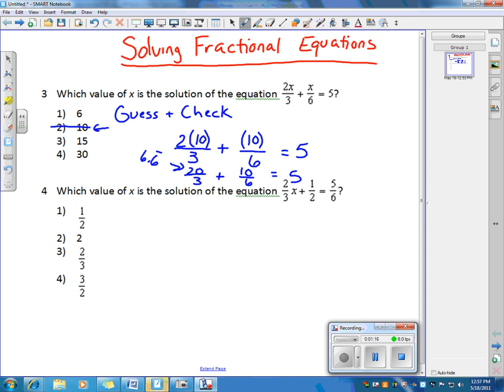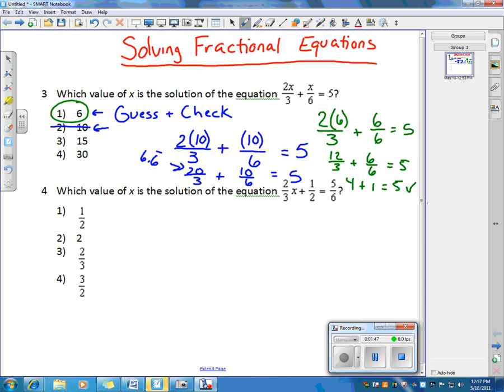So that's going to make choice 2 not correct. Now, since that was too high, I think I'm going to try choice 1. So with choice 1, we got 2 times 6 over 3 plus 6 over 6 equals 5. So we get 12 over 3 plus 6 over 6 equals 5. Now these two over here simplify. So we got 4 plus 1 equals 5. So that one does check. That makes that our answer.